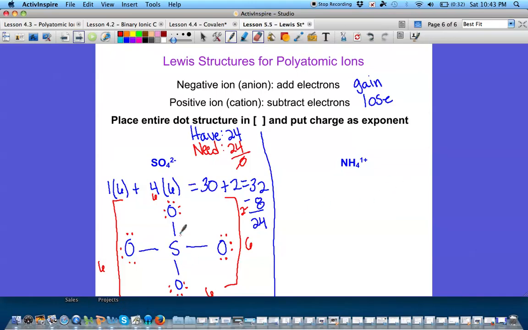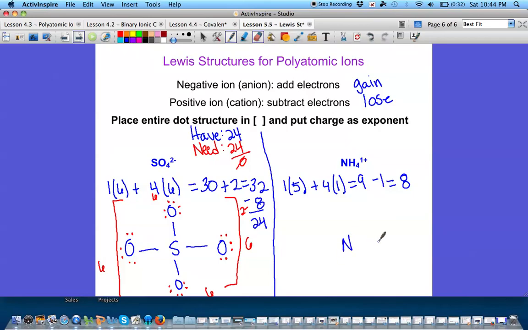Our next polyatomic ion is NH4 1+. So I have 1 nitrogen. Nitrogen has 5 valence electrons. I have 4 hydrogen. Hydrogen has 1 valence electron. So that is going to give us a total of 9. We have a positive ion, so we're going to subtract 1 from our total. So we have a total of 8.